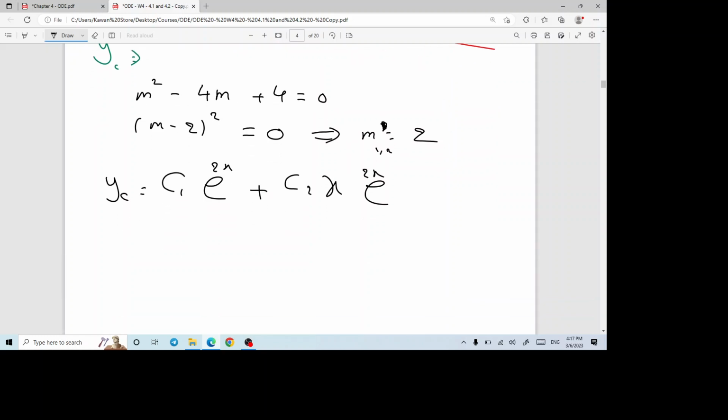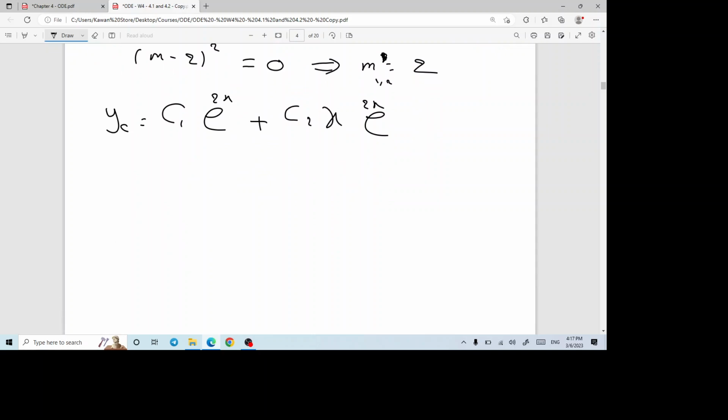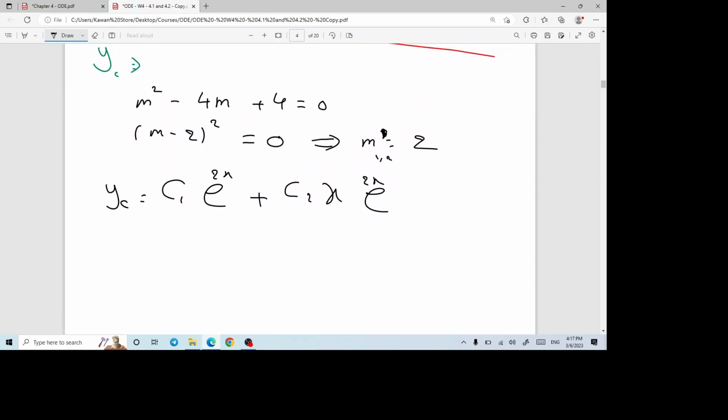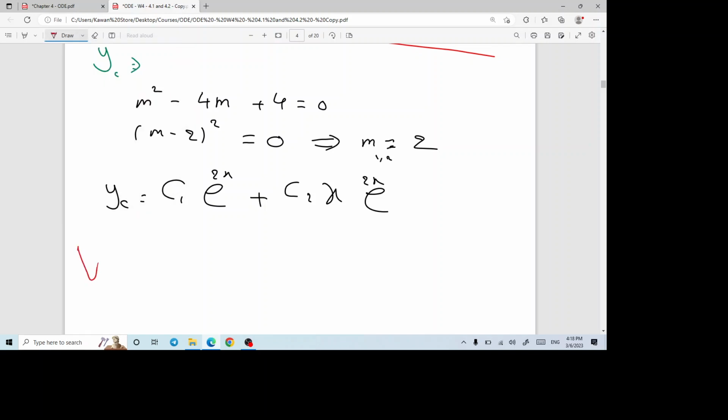Do you have any question about that first part? No? Then directly after that one, I'm going to use m, not m squared. Because look at here, we have m minus 2 squared equal to 0, so m equals 2. Clear? Good. Now, I'm going to find W.